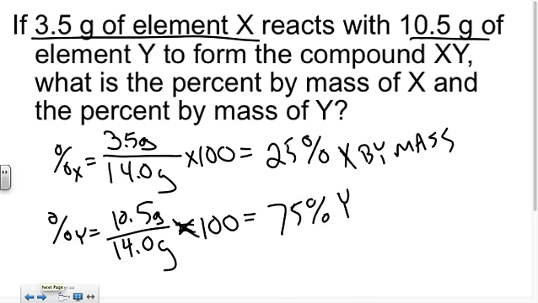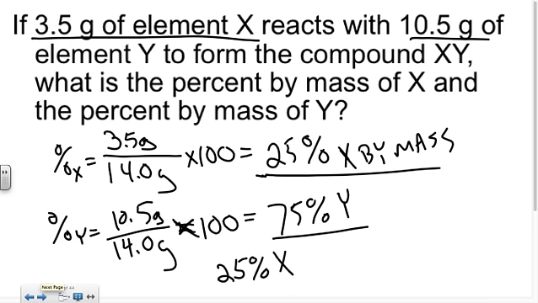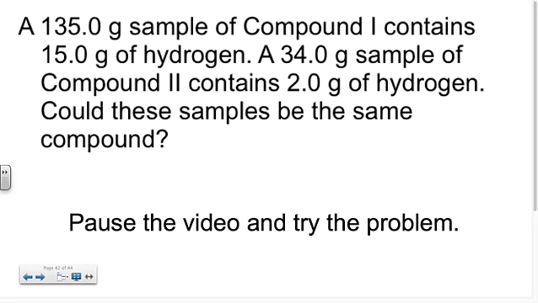Now, notice that if there are only two elements, X and Y, then once you find the first one, 25% X, well, you could find Y by doing 100 minus 25%, and you'd find 75%. Since they both have to add up to 100%, that will always work if you only have two elements.